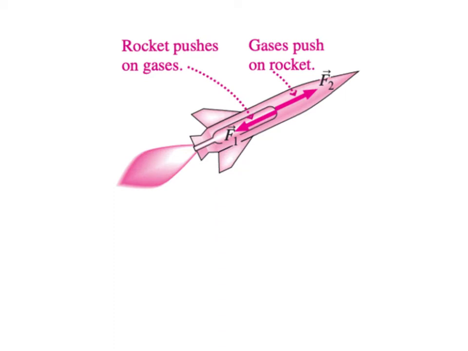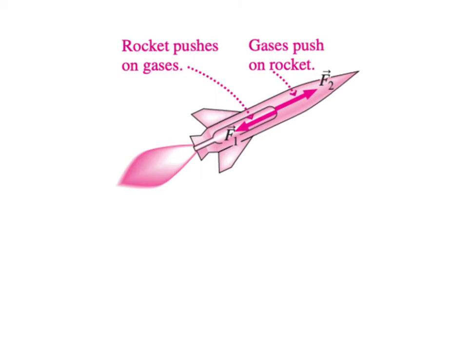The third law is often invoked to explain how rockets work. This is another picture that I took from your Wolfson text. The argument is that the way a rocket works, as you probably know, is that you shoot hot gases out of the back of the rocket, out of the rocket's nozzle. And if the gases are shooting to the left, the rocket's going to go to the right.